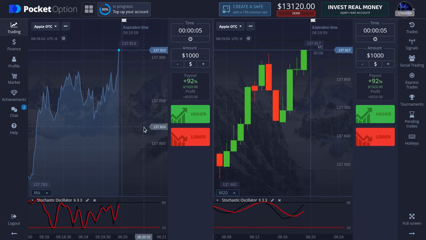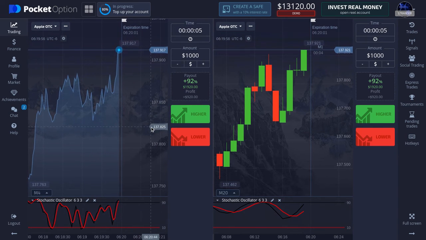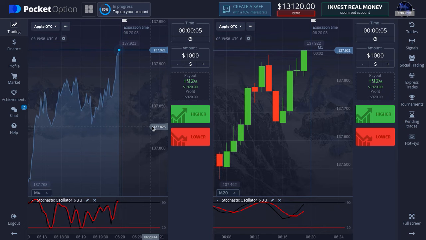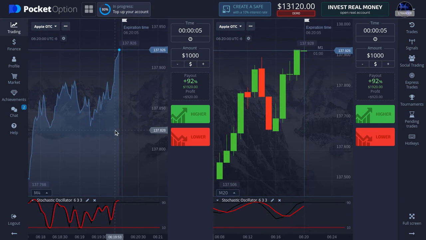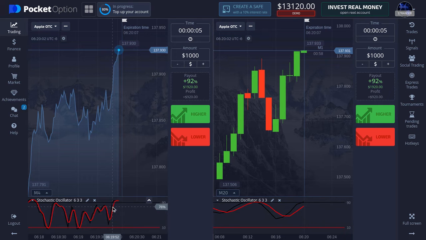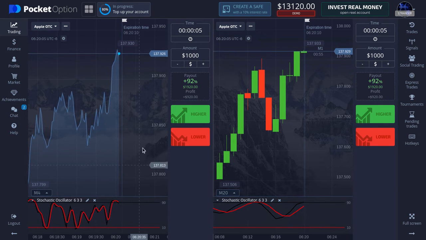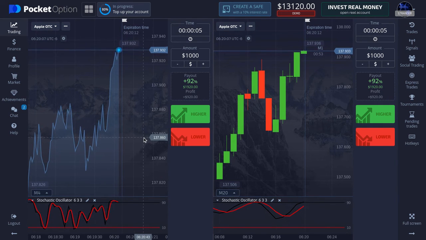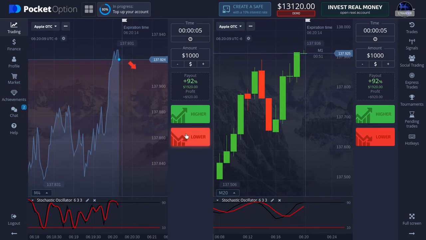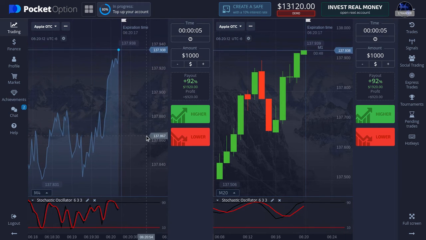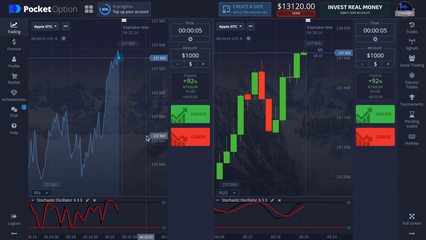So now I just need to see. Now it seems like it's not reversing. Now it's actually pushing strongly in the direction that it's moving. So here we'll not trade the reversal, and we're just going to go in the direction that it's pushing.